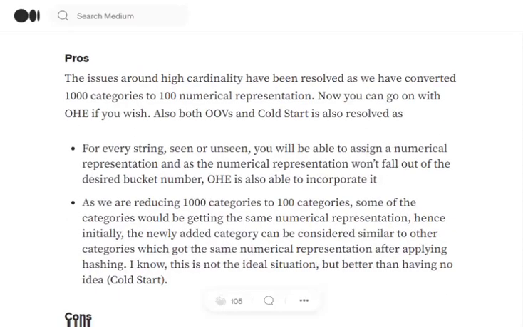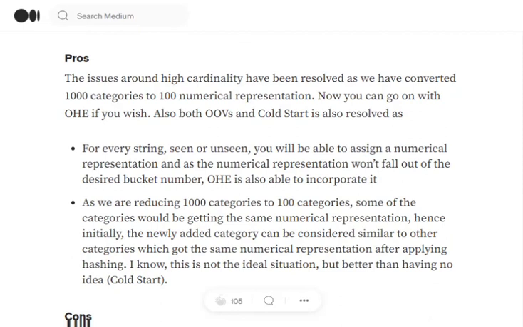Some pros of this particular approach: it is able to cover all three problems that we discussed about one-hot encoding in our previous videos. The first is high cardinality. Even if we have 1,000 values and we set the bucket size equal to 100, all the categories would fall under that number of unique values only, that is 100. So we have reduced the cardinality.